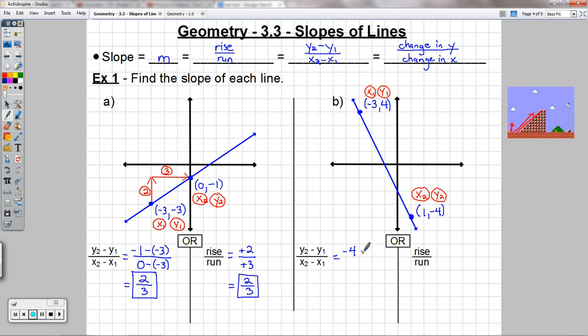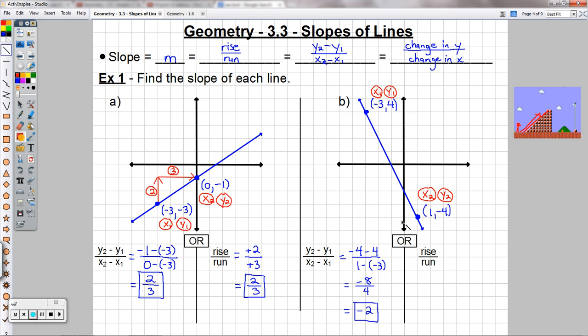We have negative 4 minus 4 over 1 minus negative 3. If we simplify that, I have negative 8 on the top over, this becomes 1 plus 3. That would be 4 on the bottom. That means you have a slope, if you simplify that fraction, of negative 2. We could say that's the same thing as negative 2 over 1. So let's see if that matches up with what we have over here for rise over run.